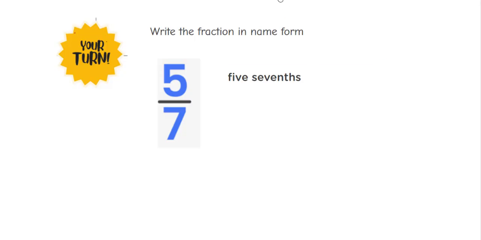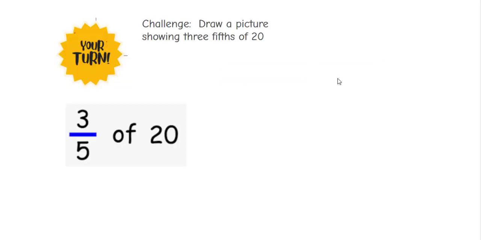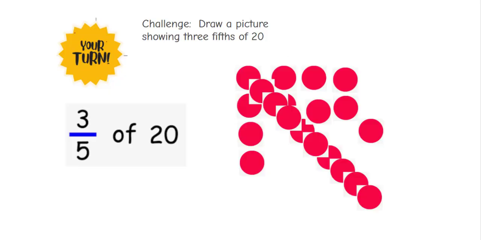I have a challenge one for you before we leave. I want you to work backwards. I want you to draw a picture showing 3/5 of 20. Now that one, you have some steps in there. If you can solve this, I'm going to say you probably really understand fractions. If you don't get it right, it's okay. I want you to challenge yourself though and see if you can figure this out. Take all the time you need. Pause the video, take all the time you need, and then come back.